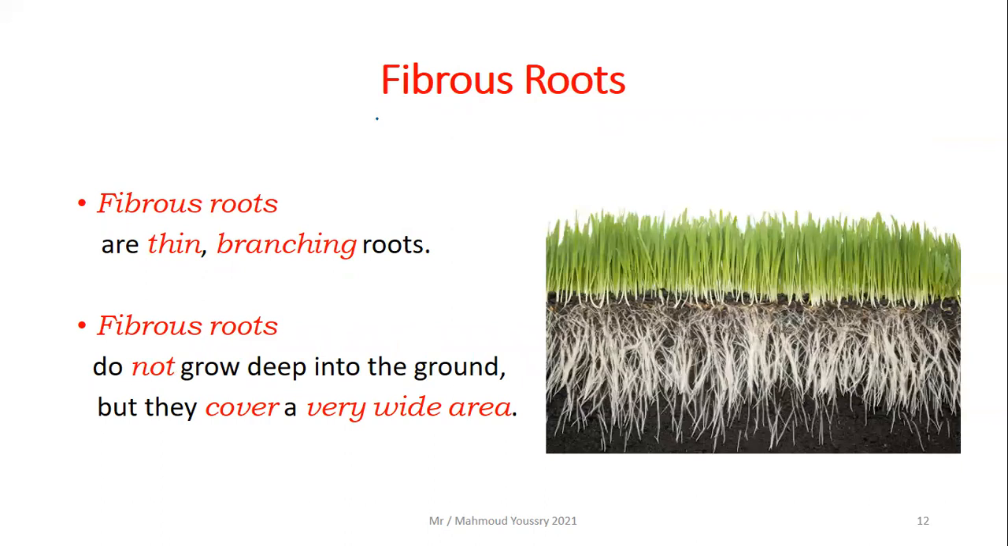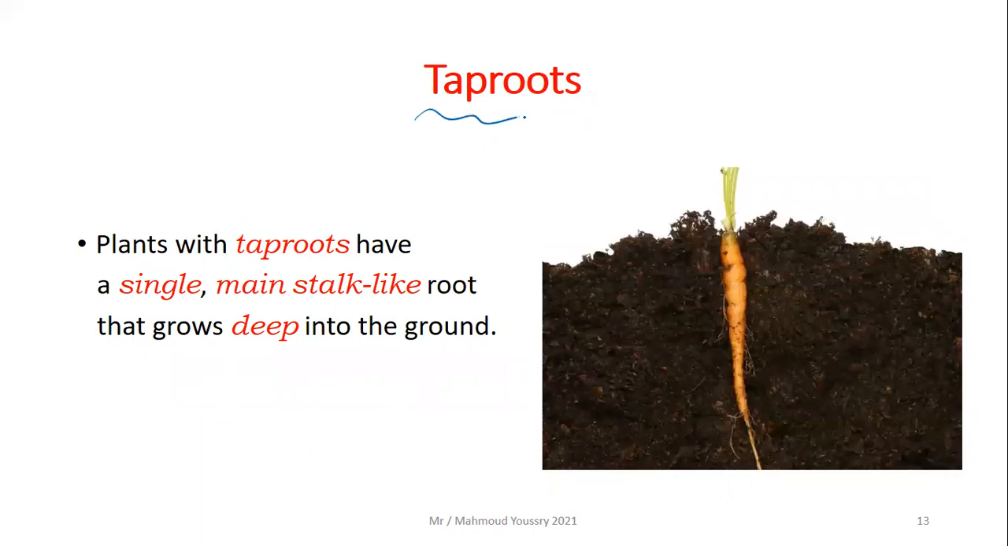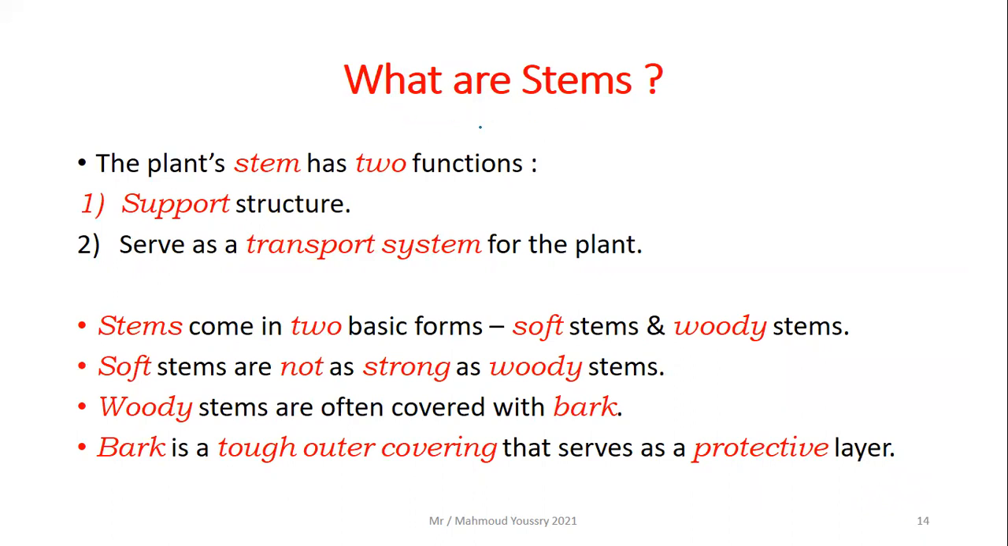The second type of roots is called fibrous roots. These roots are thin, branching roots, as you can see. Fibrous roots do not grow deep into the ground, but they cover a very wide area. The third type of root is the taproot. Yes, this is a carrot. Yes, it's a root. Plants with taproots have a single main stalk-like root. Can you see this root? It looks like a single main stalk with other small branches or hairs coming out of it that can grow deep into the ground.